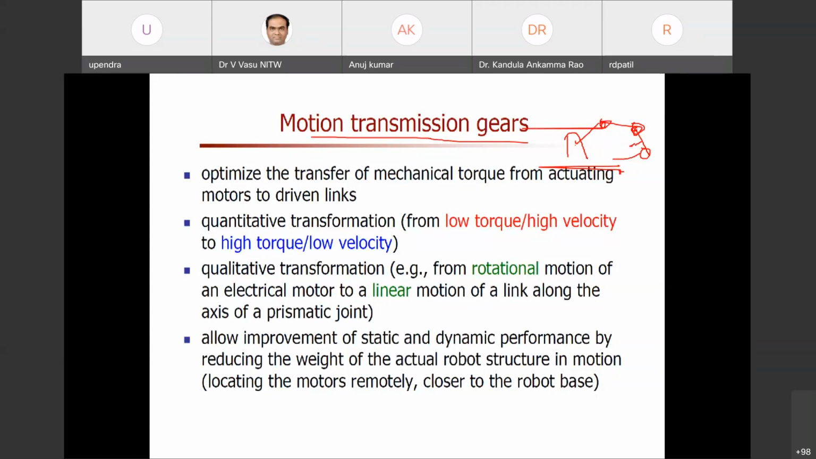Okay, so the main purpose of these motion transmission gears is to convert low torque, high velocity to high torque, low velocity. That is the main purpose. You want to convert low torque, high velocity to high torque, low velocity, and this is mainly used for this application. Okay.